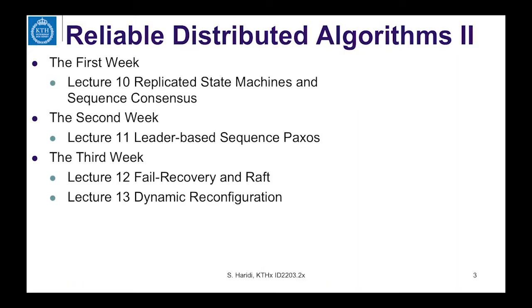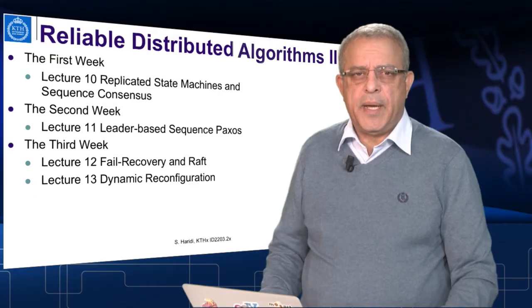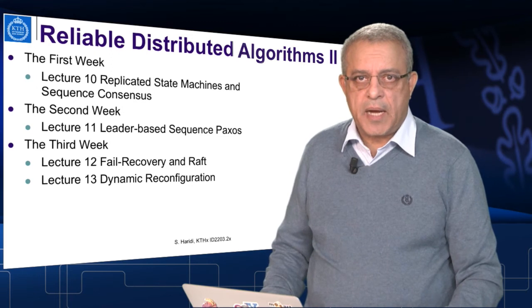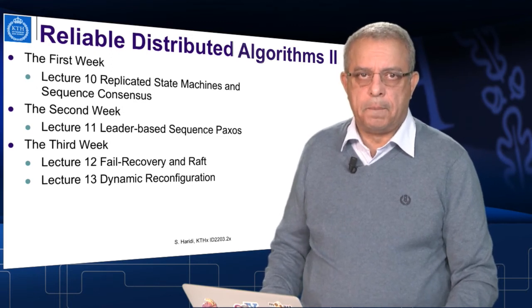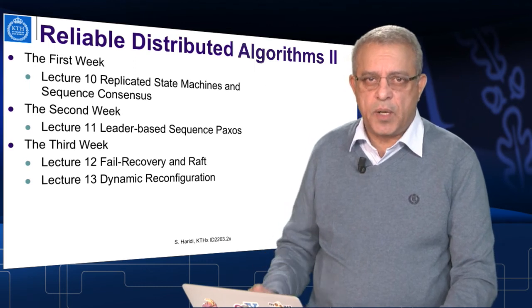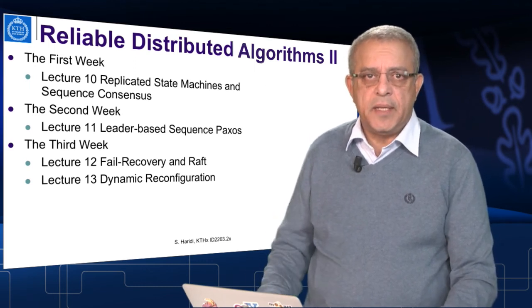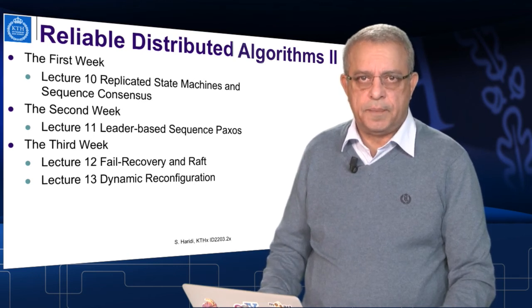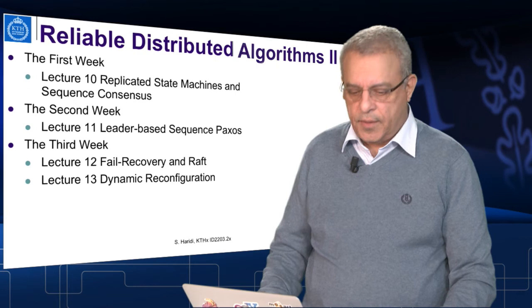Lecture 13 covers dynamic reconfiguration of replicated state machines that are based on leader-based consensus algorithms, either sequence Paxos or Raft. By dynamic reconfiguration, we mean changing the set of processes participating in the replicated state machine without interrupting the service. And this ends the third week.